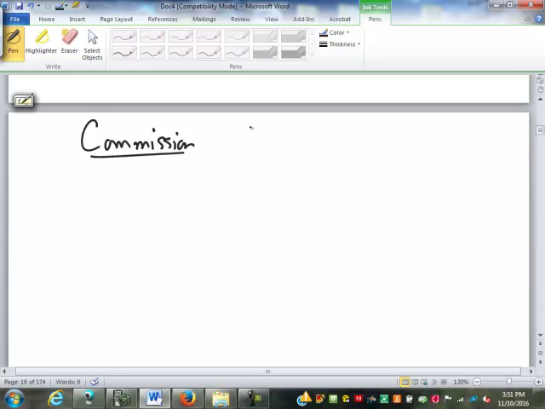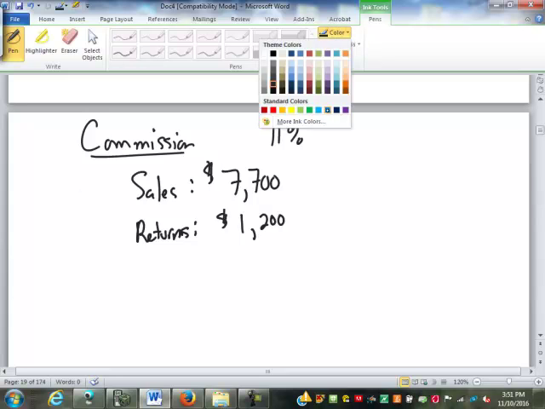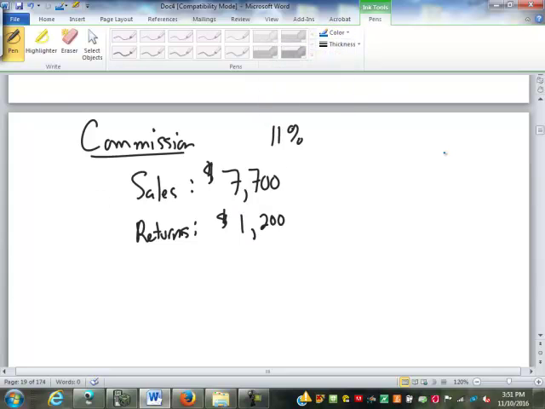So let's say your commission is 11%. Oops, I don't know where the dollar sign came from. 11%. And that week you have sales of $7,700. But you have returns of $1,200. How do you figure the commission on that?